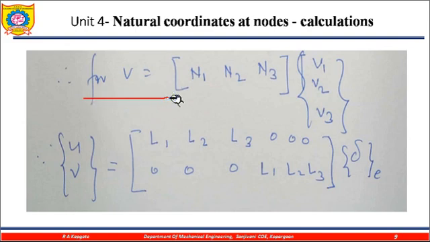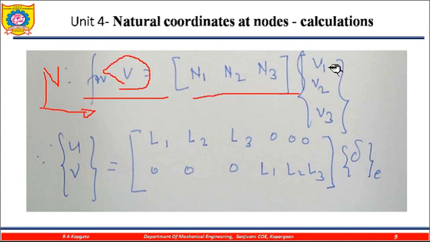Now if this is a 2D problem, this is my u direction, and this is my v direction. So for v also, by using the same formula, N1 N2 N3 multiplied by v1 v2 v3. Hence the u and v matrix is equal to L1 L2 L3 0 0 0 in one row, and in the other row 0 0 0 L1 L2 L3, multiplied by the delta matrix. This delta matrix we need to find.